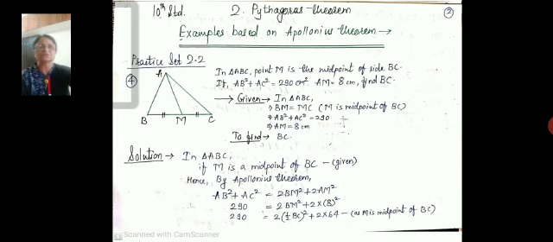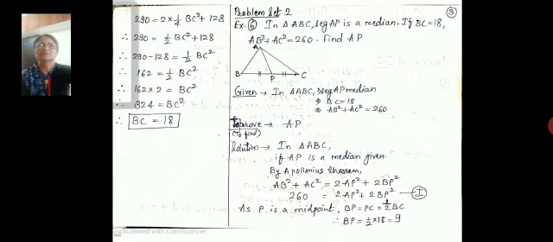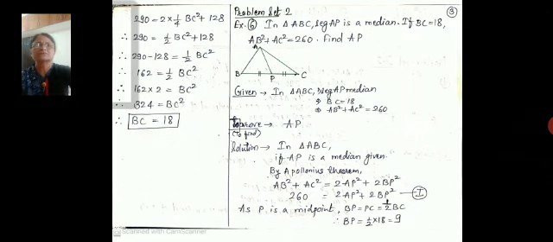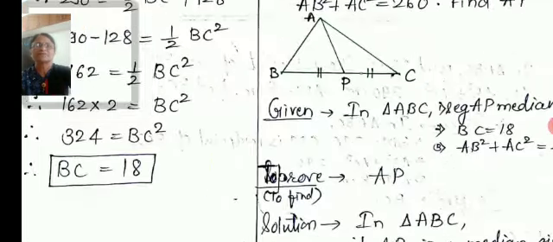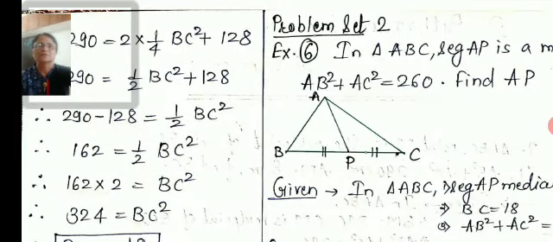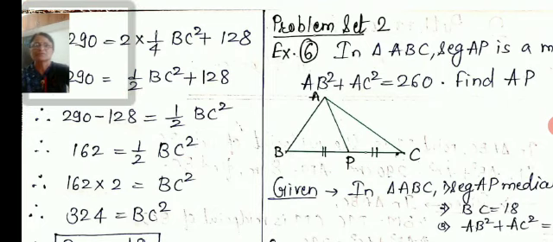So by the calculation, the example converts to 290 equal to 2 into 1 upon 4 BC square plus 128, since the square of 1 upon 2 is 1 upon 4. If we subtract 128 from 290, we get 162. And for 1 upon 2 BC square, the 2 on the left hand side converts into a multiplication sign.